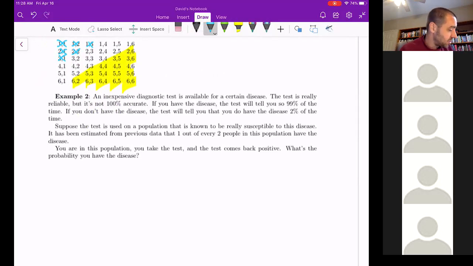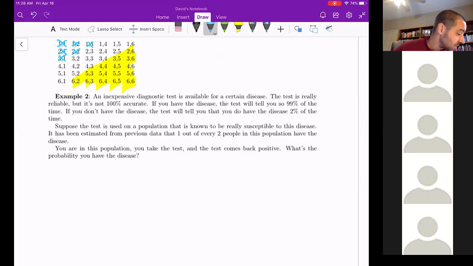Okay, so I don't need to read all this to you, but you're going to take a diagnostic test. The test is reliable, but not completely reliable. This is true of pretty much all medical tests. So if you have the disease, it'll tell you so 99% of the time. If you don't have the disease, it'll tell you do have it 2% of the time. So there's a 2% chance of a false positive, and there's a 1% chance of a false negative. So that's a pretty good test.